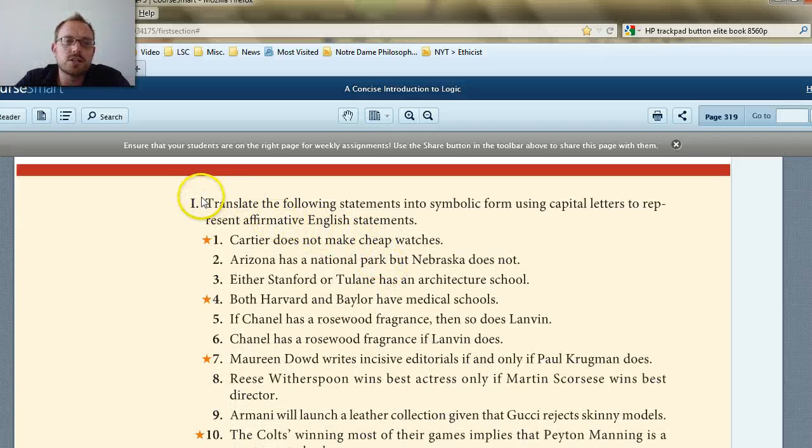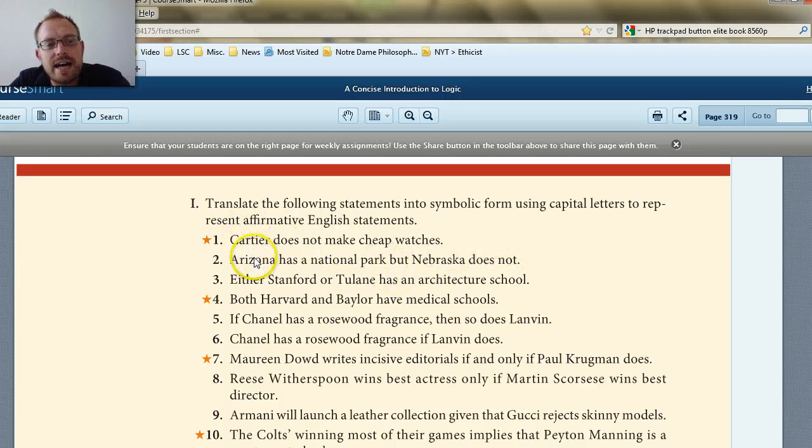So let's take a look at what your homework asks you to do. The first thing is it asks you to translate the following statements into symbolic forms using capital letters to represent affirmative English statements. How boring it sounds, right? Okay, how do you do this? Cartier does not make cheap watches, right? How would you translate that? Well, probably just by saying not C, right? Cartier makes cheap watches. That's not the case, so it's not C, right?